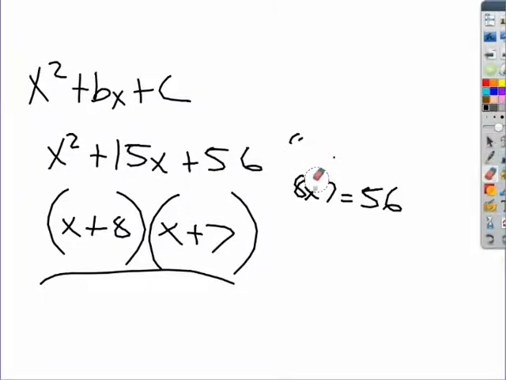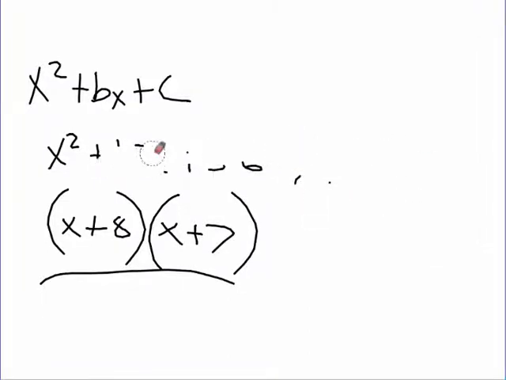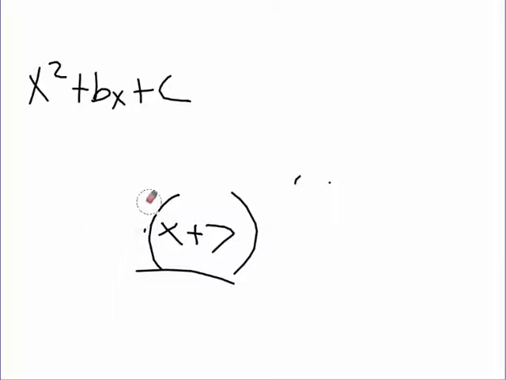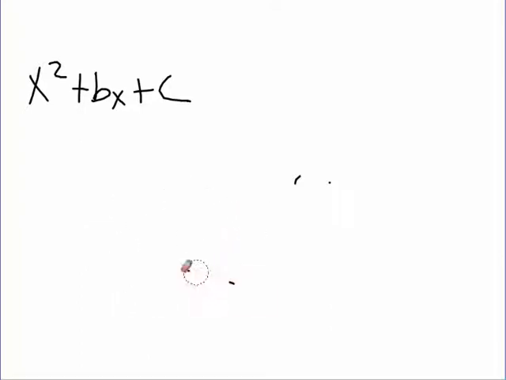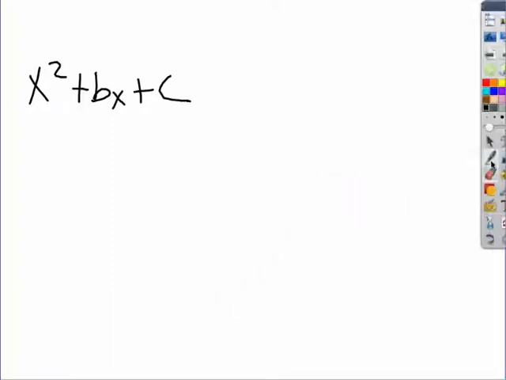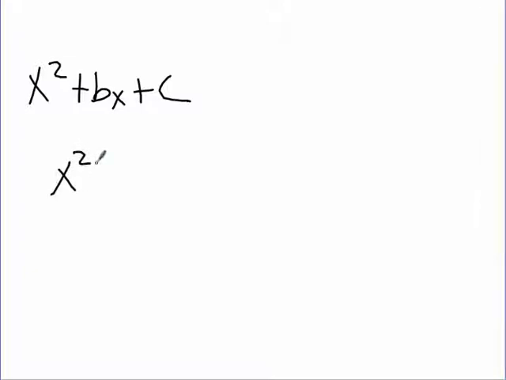Now we erase. For our second example, now we go with x squared plus 12x plus 32.